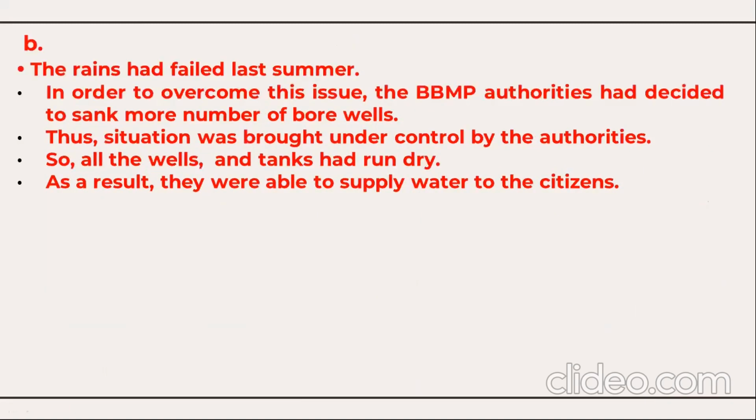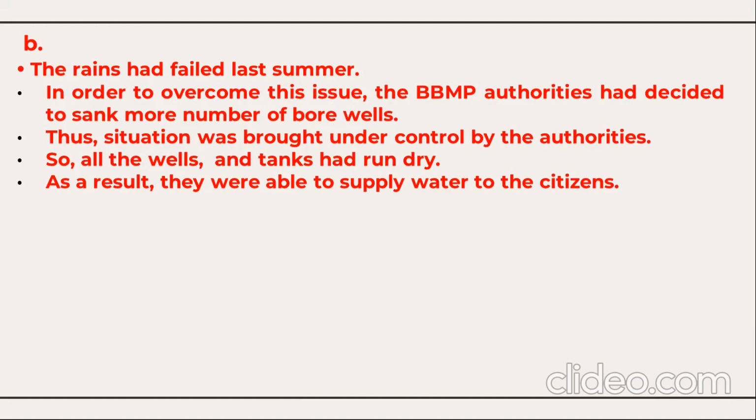Second set you have here, there's an option. The rains had failed last summer. In order to overcome this issue, the BBMP authorities had decided to sink more number of the bore wells. Thus, situation was brought under control by the authorities. So all the wells and the tanks had run dry. As a result, they were able to supply water to the citizens.